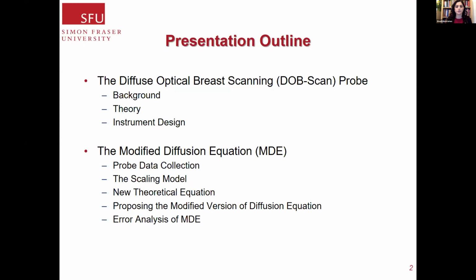Let me start with the presentation outline. In this talk, I'm going to introduce our work in breast cancer with our device, the Diffuse Optical Breast Scanning, or the Obscan Pro. In the first part, I will talk about its background, the theory, and instrument design. Then I will briefly talk about our recent work in diffusion equation modification, the MDE model, where we have modified the existing theory, the diffusion equation.